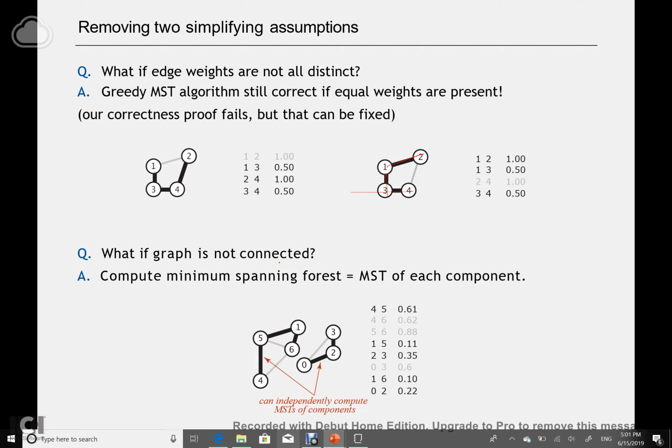What if the graph is not connected? If the graph is not connected, in that case we can find the minimum spanning tree for each component. This algorithm could definitely work.